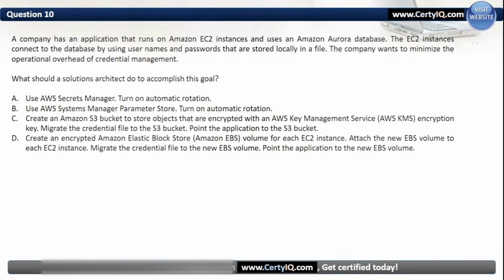Question 10. A company has an application that runs on Amazon EC2 instances and uses an Amazon Aurora database. The EC2 instances connect to the database by using usernames and passwords that are stored locally in a file. The company wants to minimize the operational overhead of credential management. What should a solution architect do to accomplish this goal? The correct answer is A. Use AWS Secrets Manager. Turn on automatic rotation.